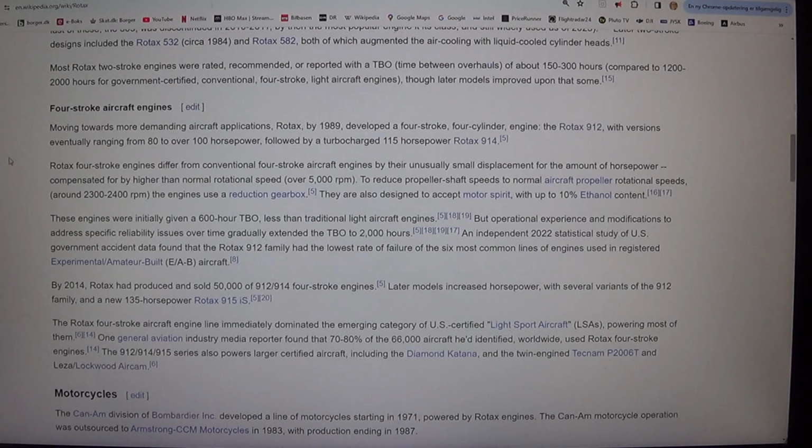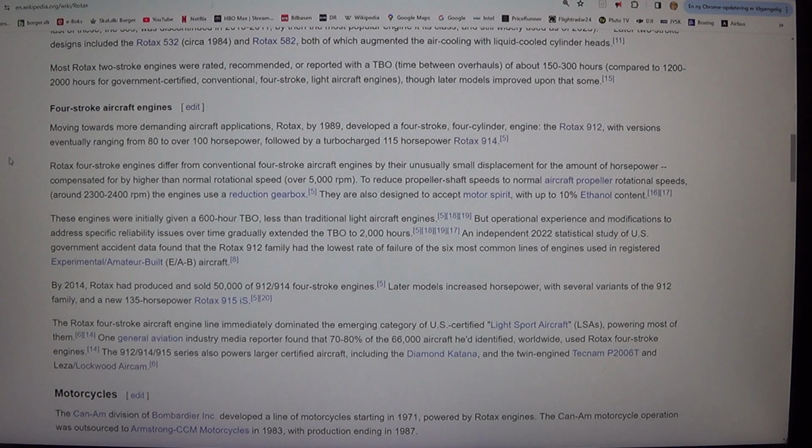Four-stroke aircraft engines. Moving towards more demanding aircraft applications, Rotax, by 1989, developed a four-stroke, four-cylinder engine, the Rotax 912, with versions eventually ranging from 80 to over 100 horsepower, followed by a turbocharged 115 horsepower Rotax 914. Rotax four-stroke engines differ from conventional four-stroke aircraft engines by their unusually small displacement for the amount of horsepower, compensated for by higher than normal rotational speed, over 5,000 RPM.